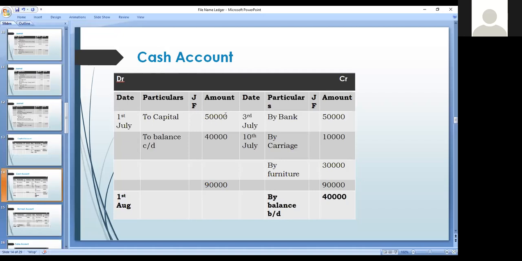Then on 3rd July, what happened? Deposited cash in the bank. The entry there was cash going out, bank account debit to cash account. The cash is a credit item here. We are putting the amount on the credit side, 50,000. And because we deposited in the bank, we show by bank 50,000. Now, on 10th July, what happened? We paid carriage charges through cash. The journal entry was carriage account debit to cash account.